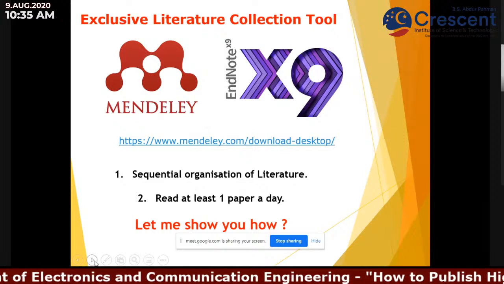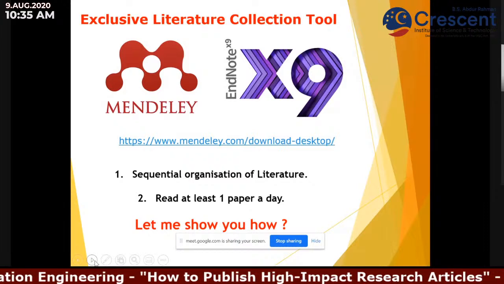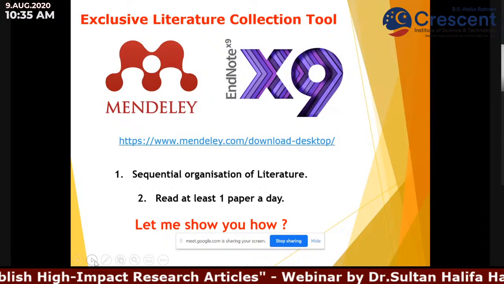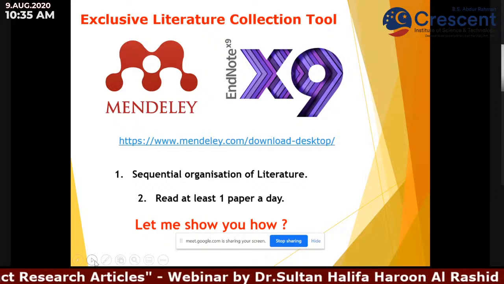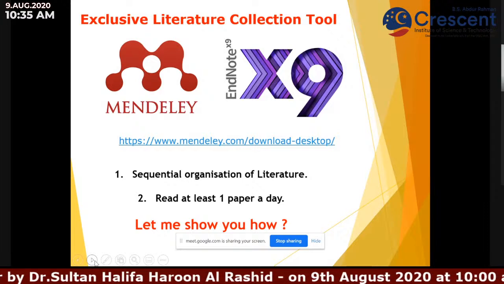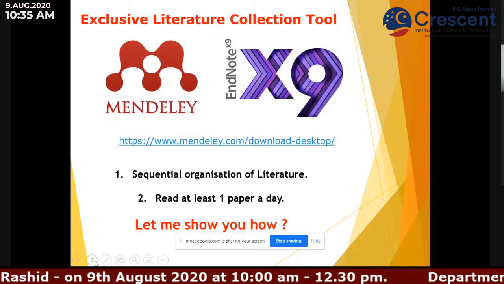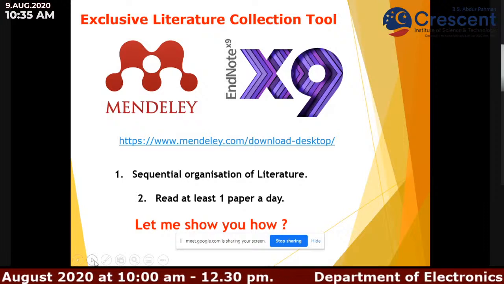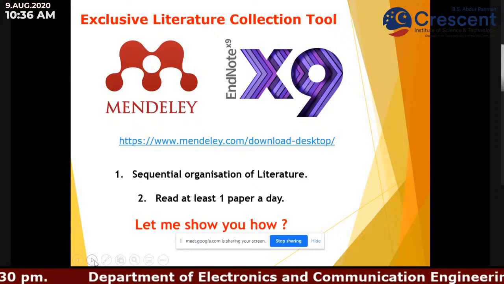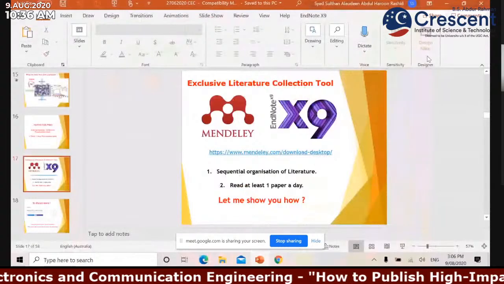Now, I spoke about literature, literature, literature. Now, how we are going to collect your literature, how we are going to organize your literature. Here are two very effective tools. One is Mendeley, the other one is EndNote. EndNote is a paid software, but it's not very expensive. It's $10 for a year, but Mendeley is a free software. So I'm going to show you my EndNote right now and what all I do with my EndNote.